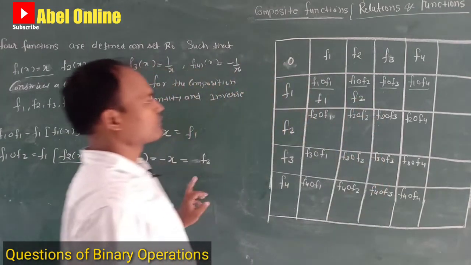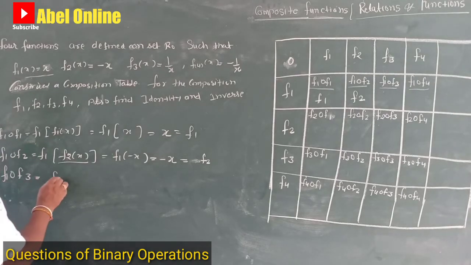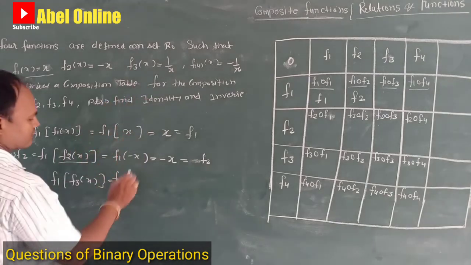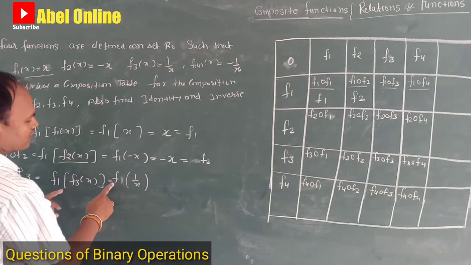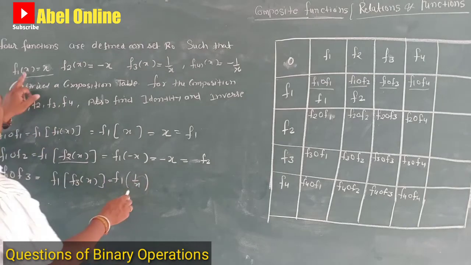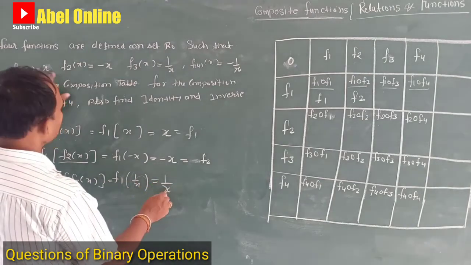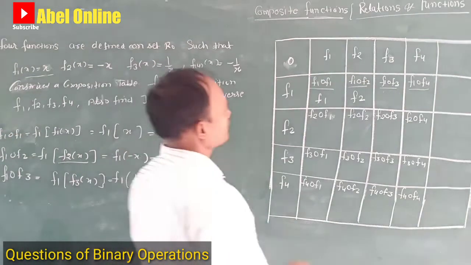Next one, f1 o f3. f1 in bracket f3(x) means f1 and the value of f3(x) is 1 upon x. f3(x) means 1 upon x, and f1(x) equals x, so we can write here 1 upon x. So 1 upon x is f3, so we can write here f3.